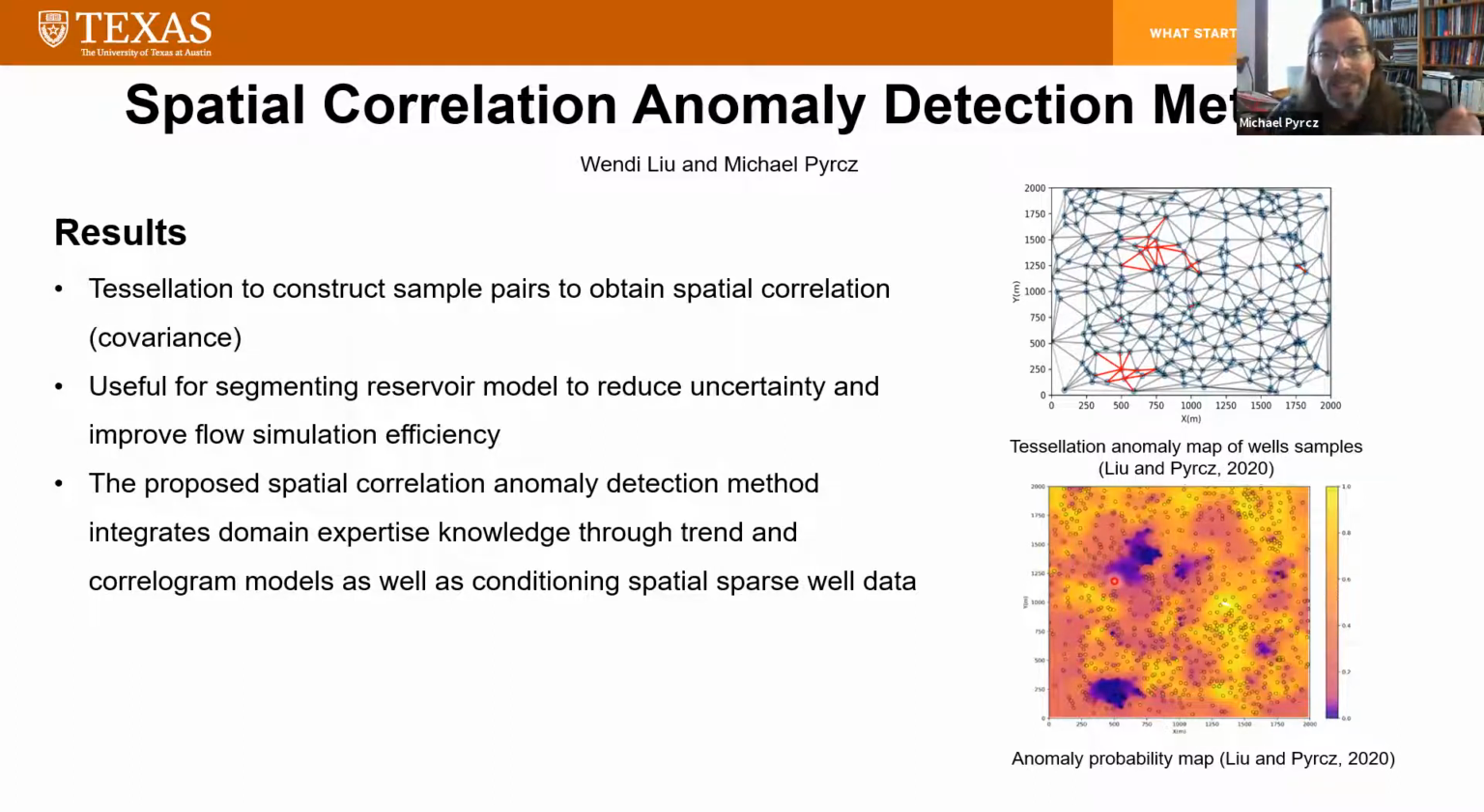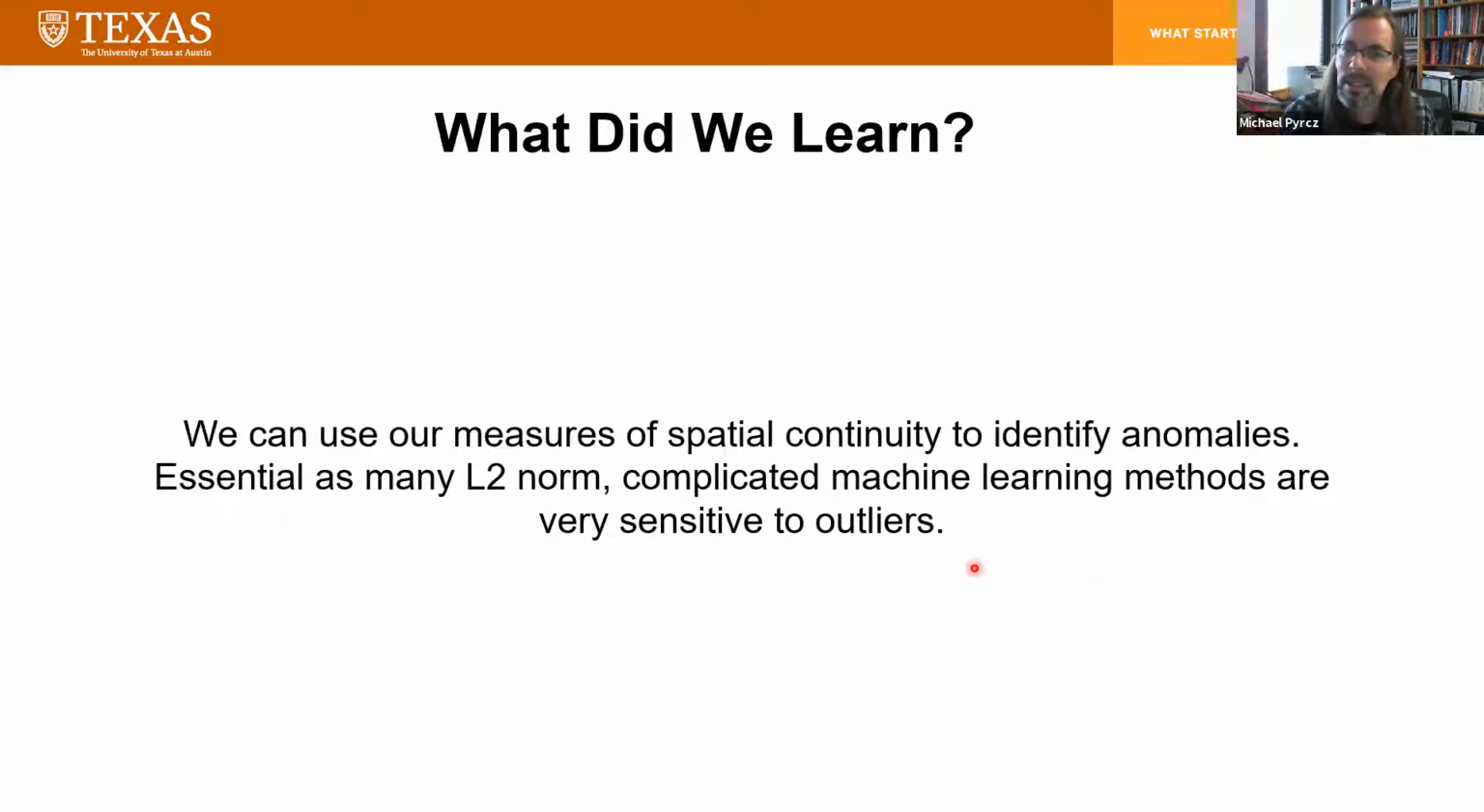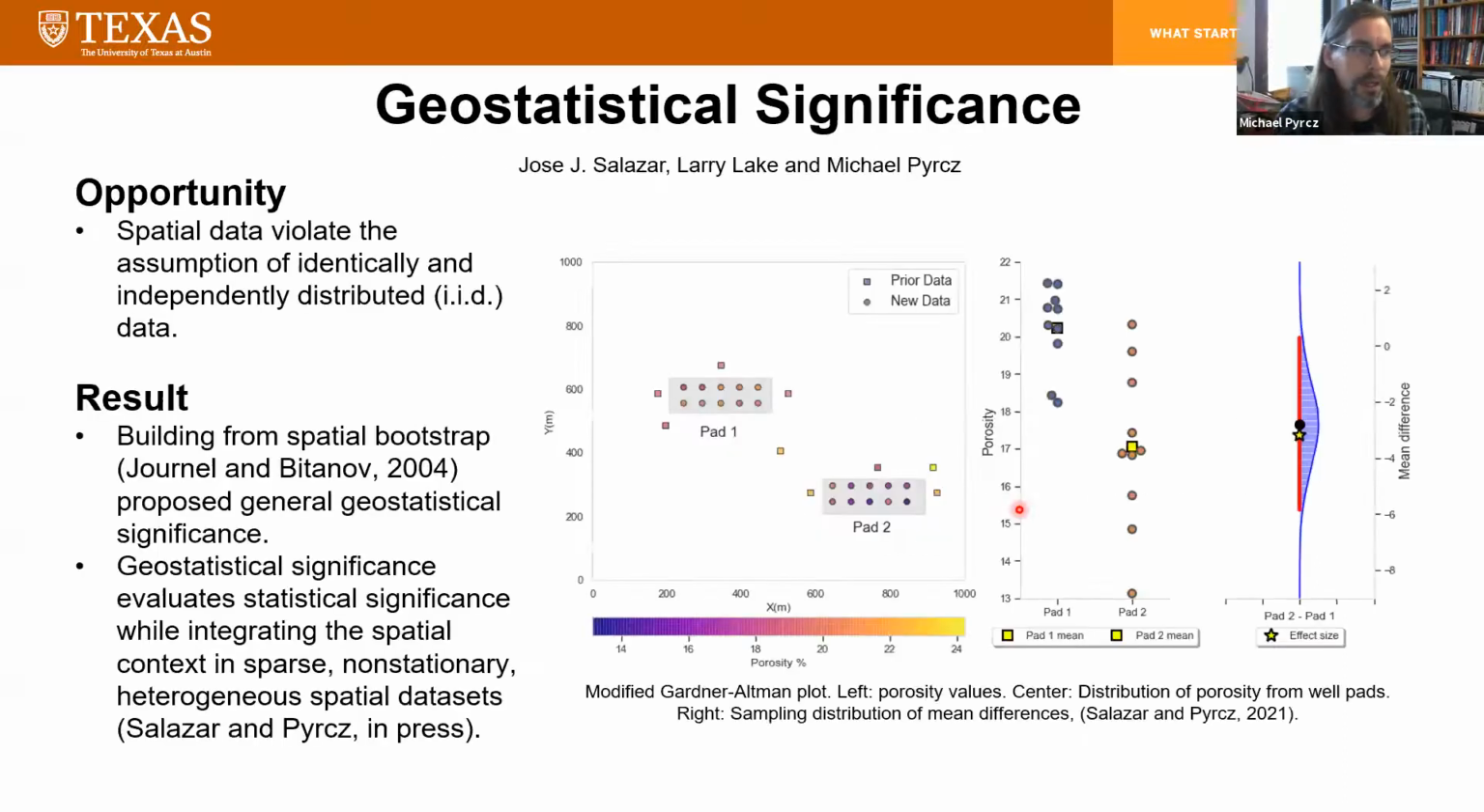There might have been a facies transition that we did not detect. So this is a form of anomaly detection. I call it spatial data analytics to support spatial machine learning for sure. This is very important because it turns out that many machine learning methods use an L2 norm, which means they're very sensitive to outliers. So we've got to be very careful about putting outliers in.